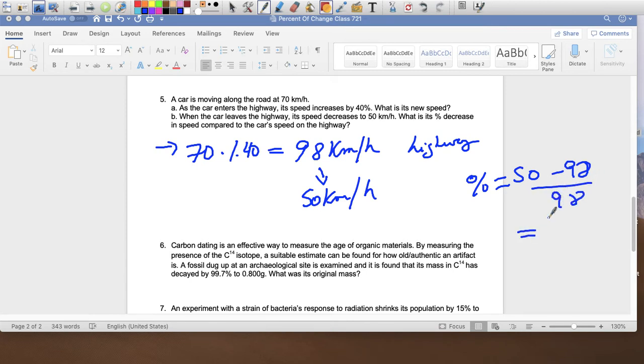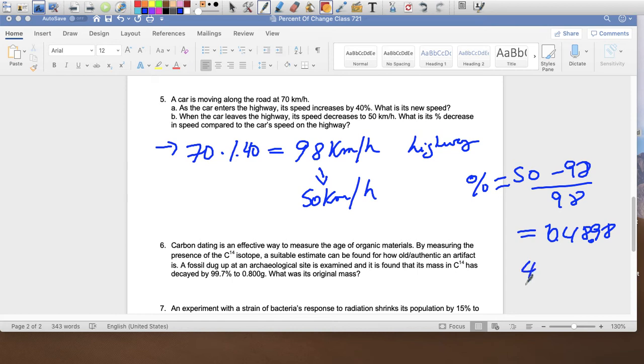And obviously it decreased, right, because we went from a super fast speed, 98 kilometers, not super fast, but fast. So 50 minus 98 is negative 48. Negative 48, and we're going to do... hang on a sec, 50 minus 98. Enter, divide that by 98, so it's going to be 0.4898. Let me just write that, okay?